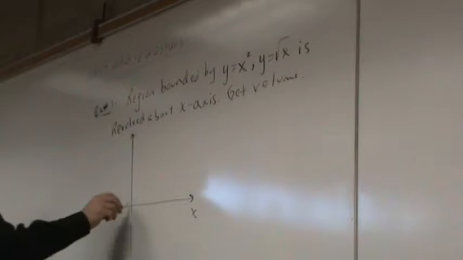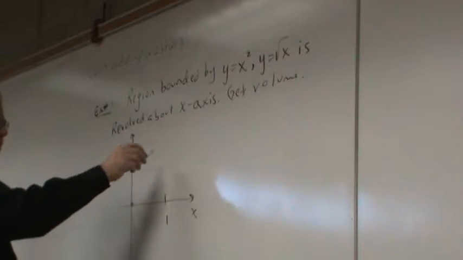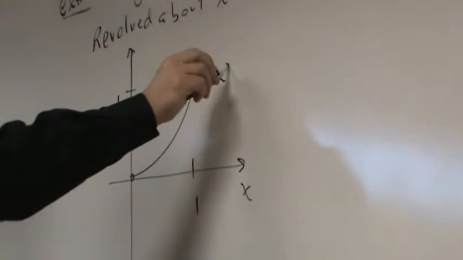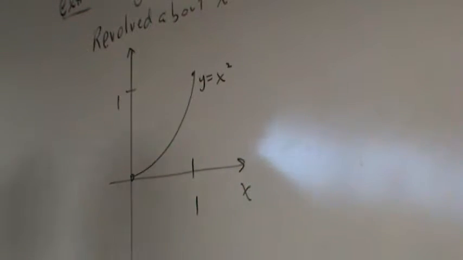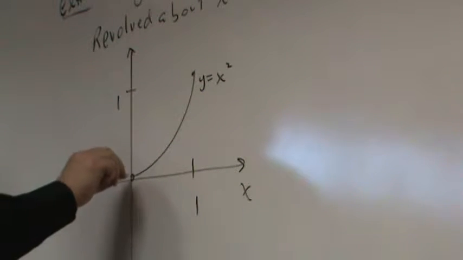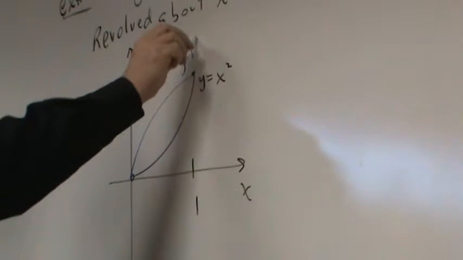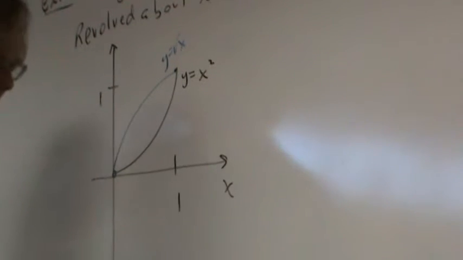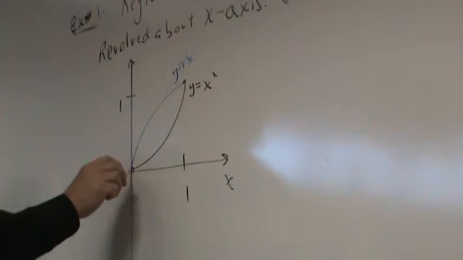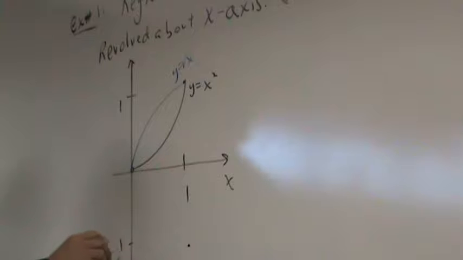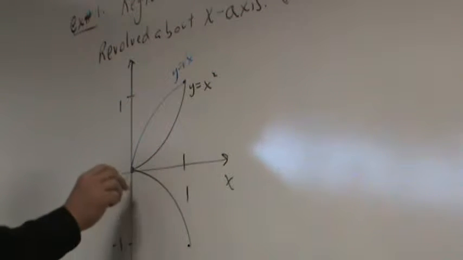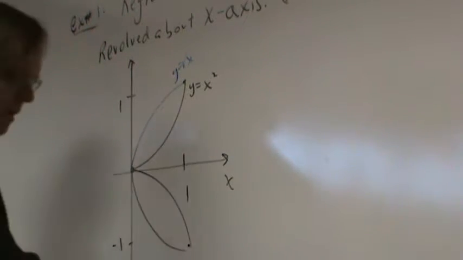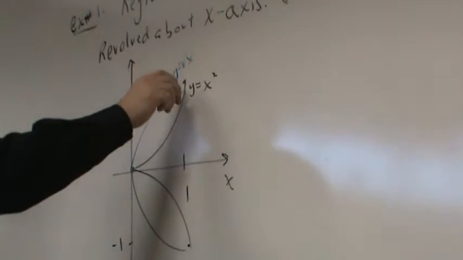Alrighty. So here's 0, here's 1, here's 1. Here's my parabola, y equals x squared. Here comes my radical, y equals rad x. I'm going to revolve this about the x-axis so that it ends up looking like this. I'll give it some three-dimensional look.